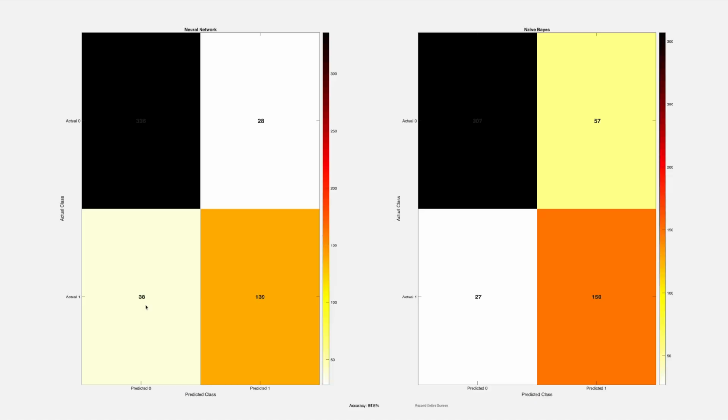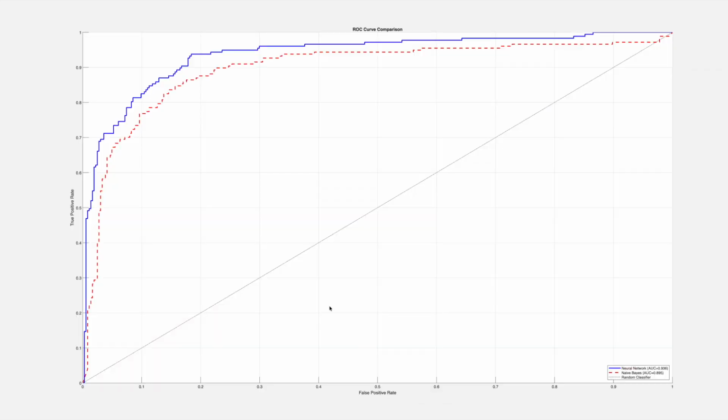The confusion matrices here are interesting because the NN has 38 false negatives, whereas the NB has 27 false negatives. In a medical context though, false negatives mean missing actual PCOS cases, which is clinically dangerous. So naive Bayes actually has better recall, which is 84.8 versus 78.7. However, the ROC curves show that the neural network hugs the top left corner more tightly, indicating better overall discrimination.